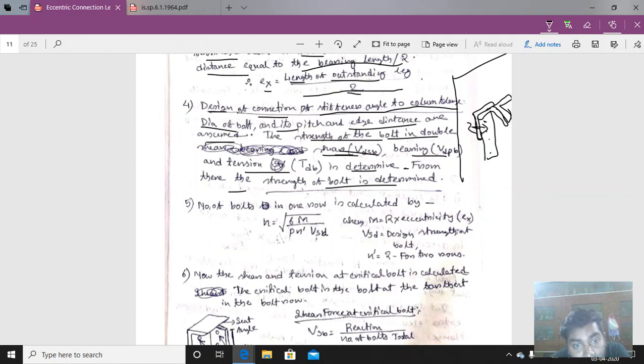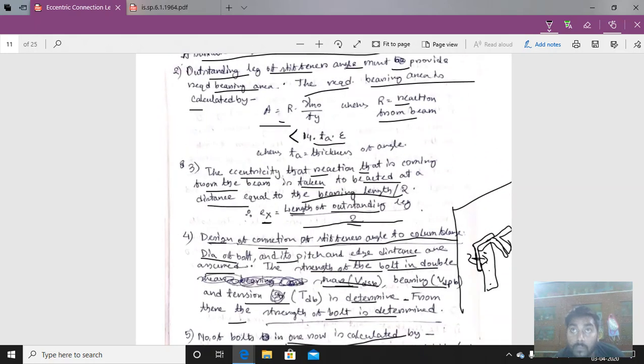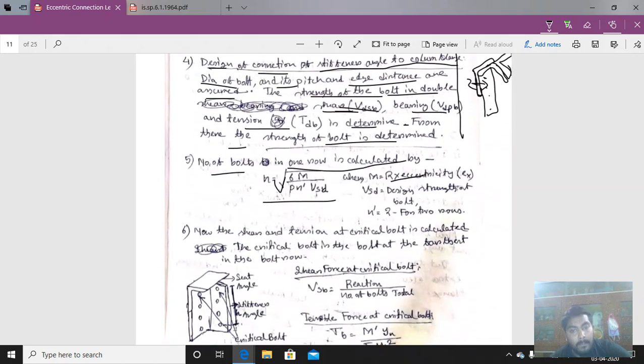Then the number of bolts is determined by this formula, that is root over of 6M divided by P into N dash into VSD. What is M? M is R into eccentricity. R means the reaction force, and the eccentricity value we have calculated here. VSD is the design strength of the bolt. We have calculated the design strength in shear, bearing and tension. From here we take the least value of all of those.